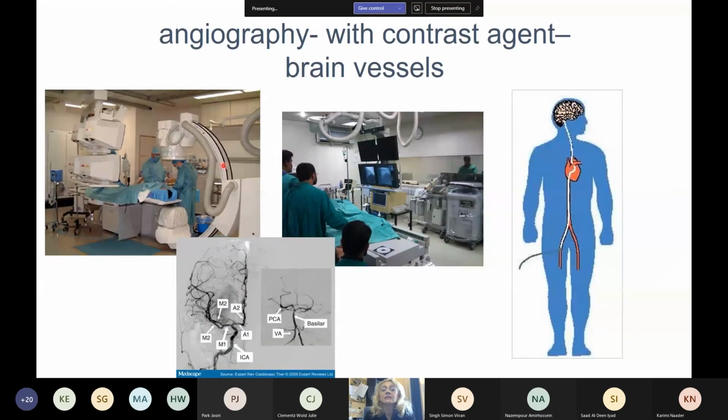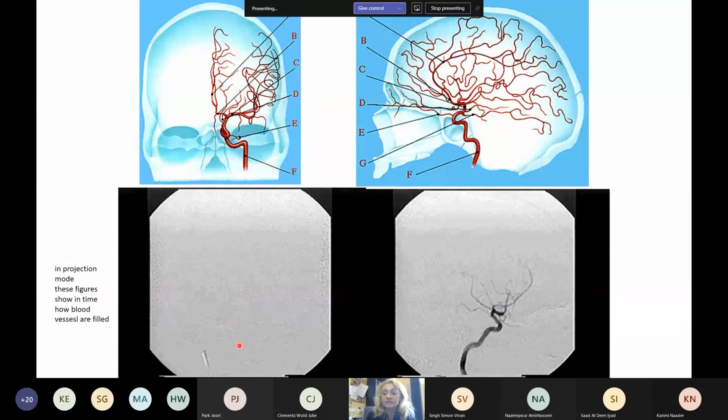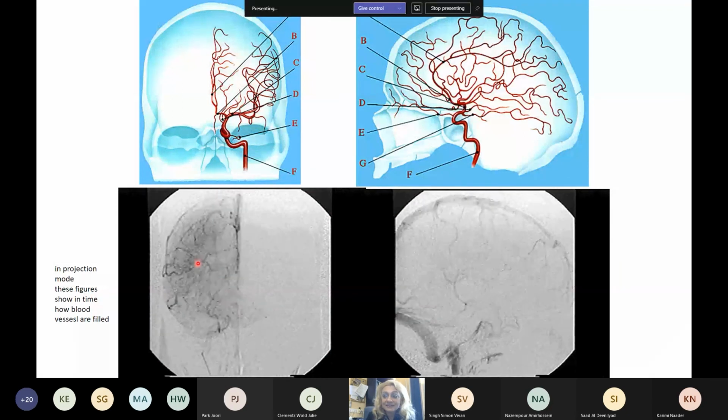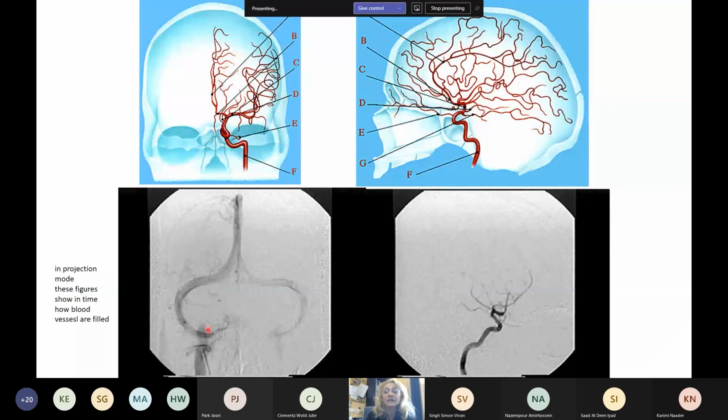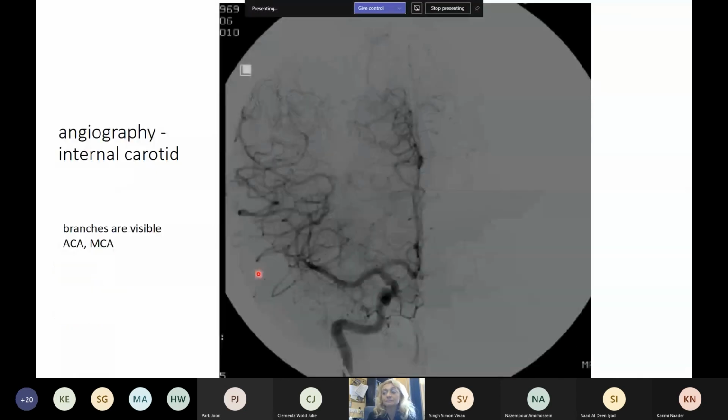And then for the operation, they do angiography to see the blood vessels, how the blood vessels are running inside the brain. This is very important before the operation for the surgeon to see how the blood vessels are running. So this is what the neuroradiologist can see when they inject the contrast agent. They can see how the blood vessels are branching and how the blood from the arteries goes to the veins. So this is what they saw.